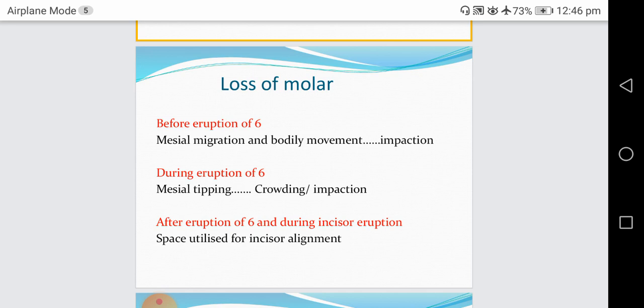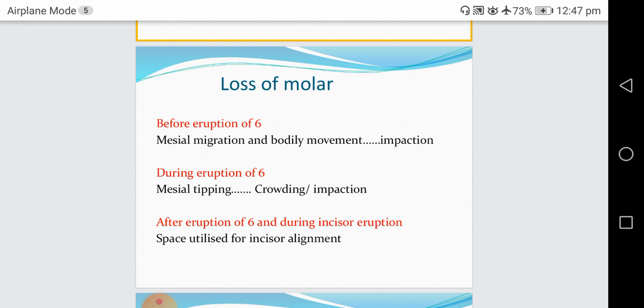Okay. Now, if E is getting lost during the eruption of 6, 6 erupt ചെയ്ത് തുടങ്ങിയിട്ടുണ്ട്, പക്ഷെ ഫുള്ളി ഇറപ്റ്റഡ് അല്ല, അങ്ങനെ ഒരു സിറ്റുവേഷനിലാണ് ഈ പോകുന്നതെങ്കിൽ what will happen? It will result in mesial tipping of 6. So finally it can lead to either crowding or impaction.